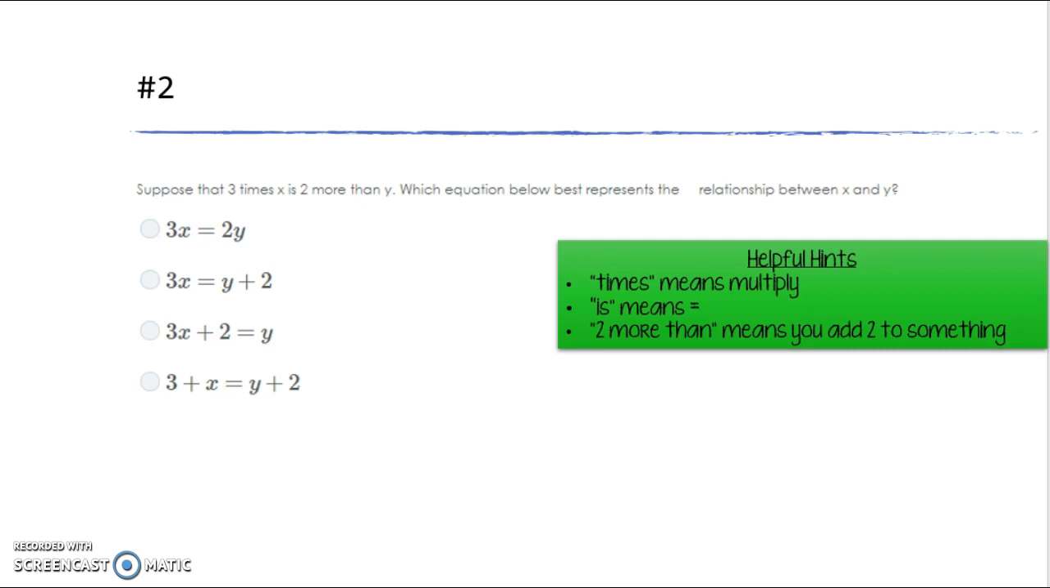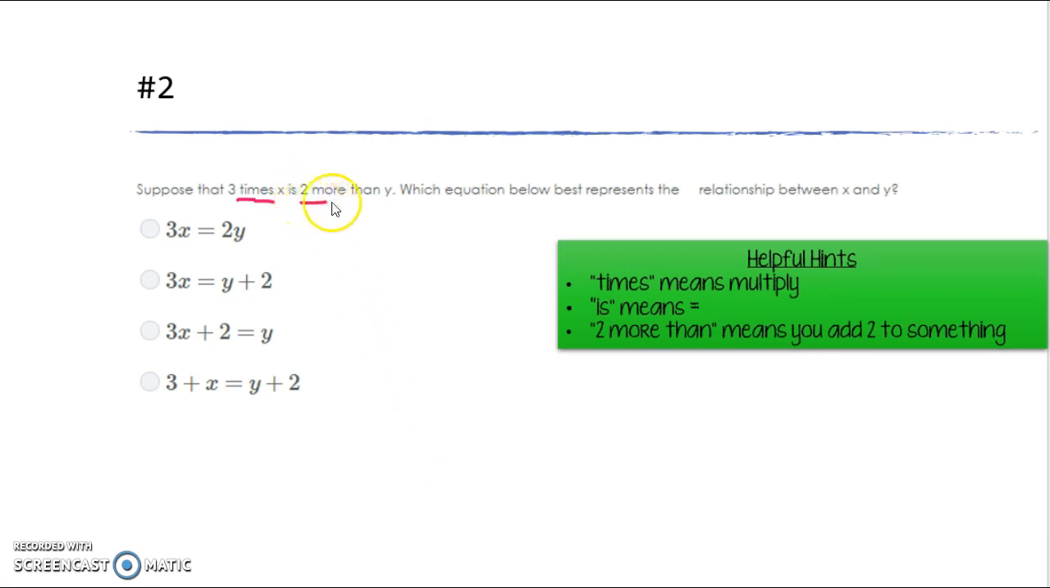Question 2, suppose that 3 times X is 2 more than Y. Which equation below best represents the relationship between X and Y? Here are your hints for the things that we need to break down. We have the keyword times. We know that times means we are multiplying. So 3 times X means we will be multiplying 3 and X together.